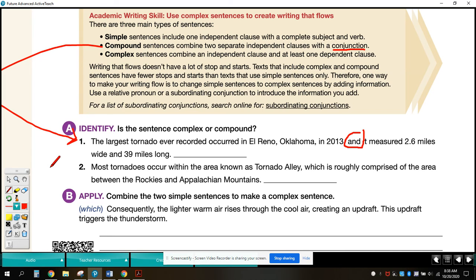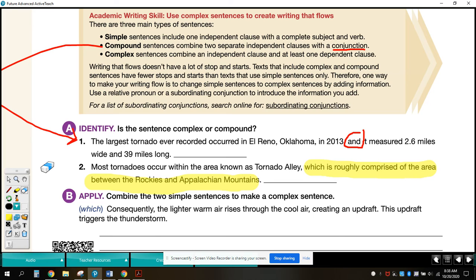Most tornadoes occur within an area known as Tornado Alley, which is roughly comprised of the area between the Rockies and the Appalachian Mountains. Here we see this, which is roughly comprised of the area between the Rockies and the Appalachian Mountains. That is a dependent clause. It cannot stand alone. It can't be by itself.